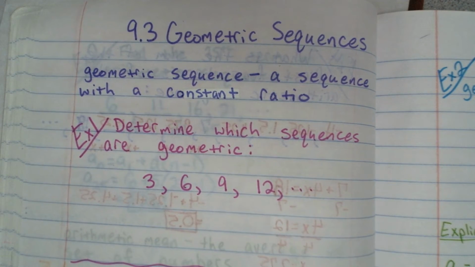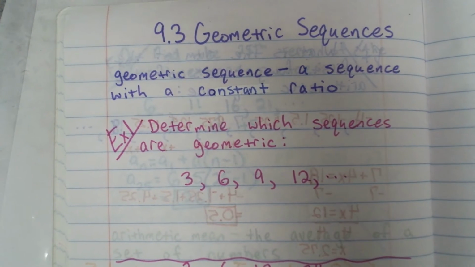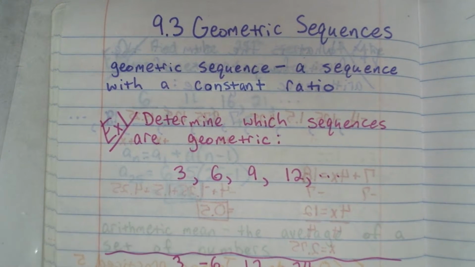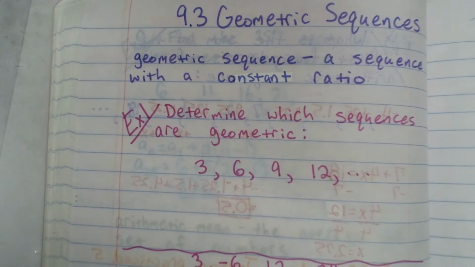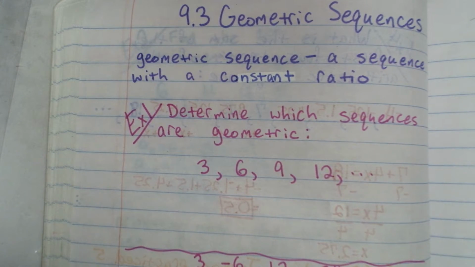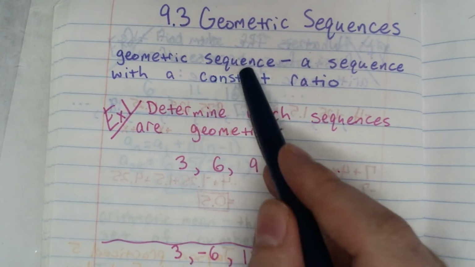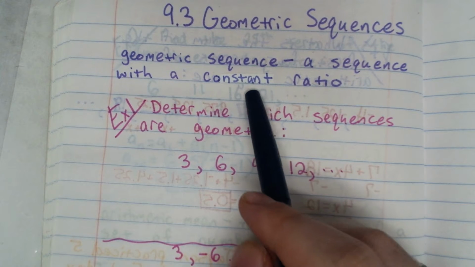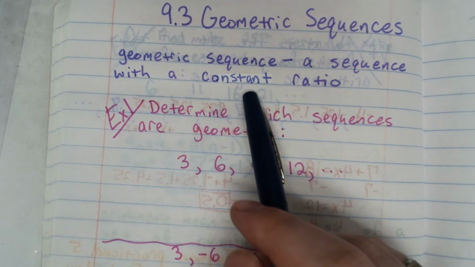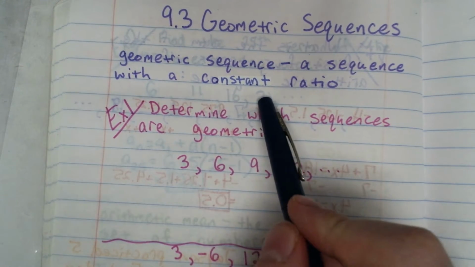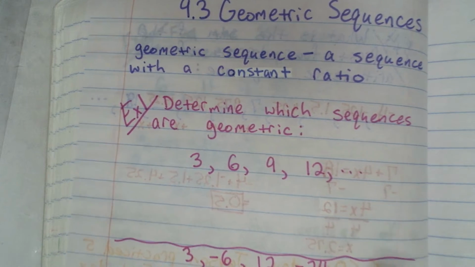Today we are going to be starting the last section that I'm going to cover on sequences, and that is 9.3, geometric sequences. Whereas an arithmetic sequence is a sequence with a common difference, so we're adding or subtracting to go from one term to the next, a geometric sequence is a sequence with a constant ratio. So in other words, we are multiplying, or dividing kind of, but I just want to think about multiplying by a constant ratio each time to go from one term to the next.